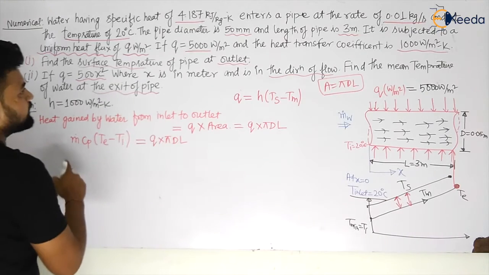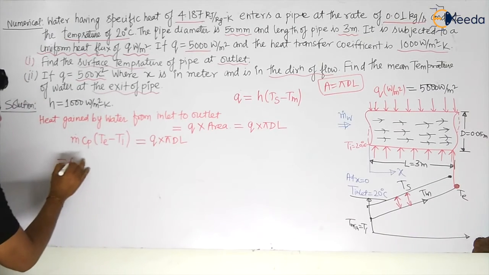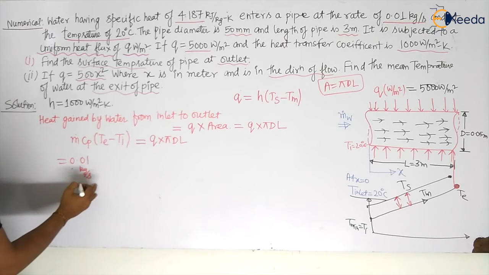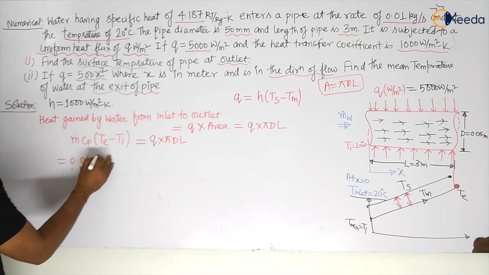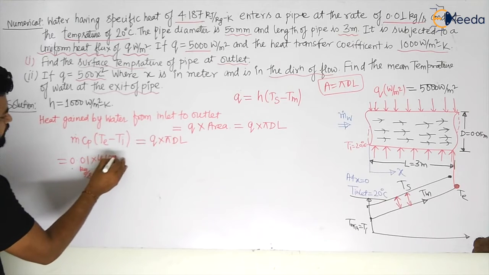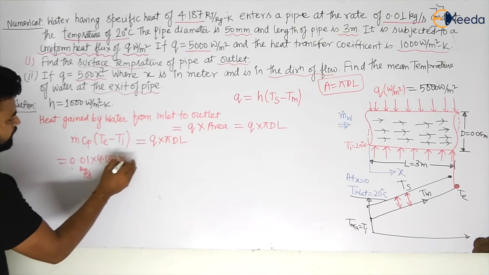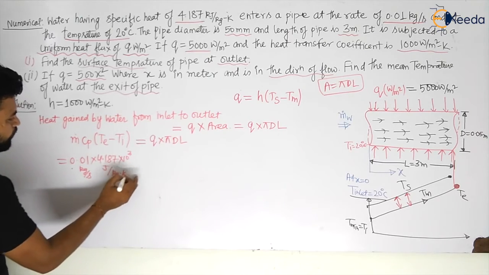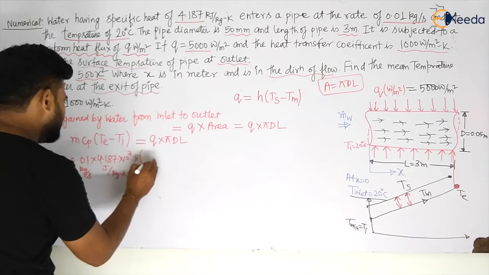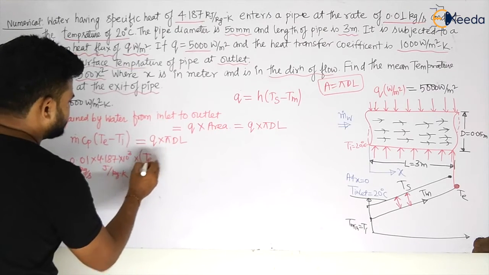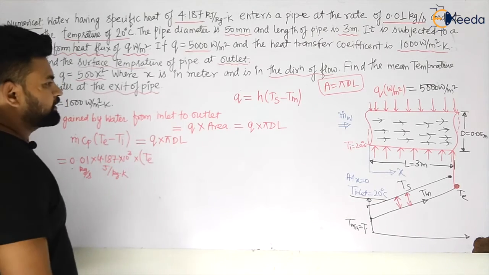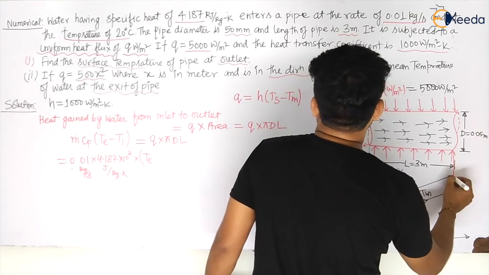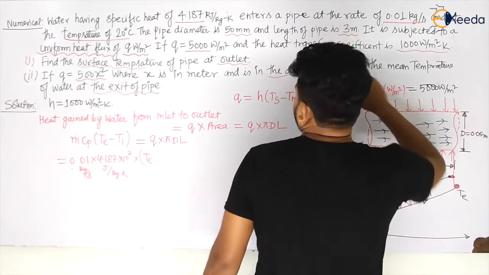So m dot he has given, that is given to be 0.01 kg per second, my dear students. Multiplied by Cp, which is given to be 4.187 into 10 to the power 3 joule per kg Kelvin, my dear students. Okay, multiplied by Te, T exit. So T exit is not given, but we have to find the outlet temperature.